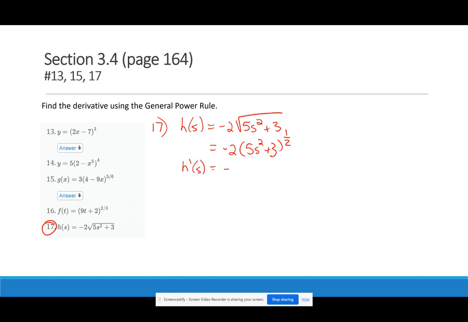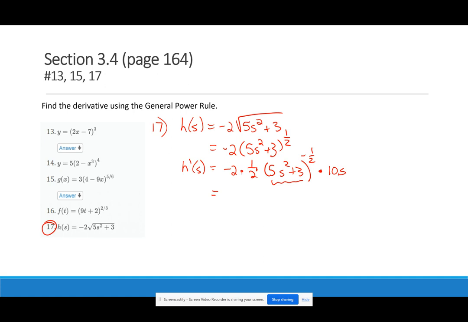So you're going to bring the constant down, you're going to multiply, bring 1/2 in front, and then you're going to have that times the 5s squared plus 3, subtract 1 from your exponent, so you'll get a -1/2. And then this is why it's called the chain rule sometimes, because then you have to do the derivative of that inside function, and that would wind up being 10s, wouldn't it? Okay, then you clean it all up.